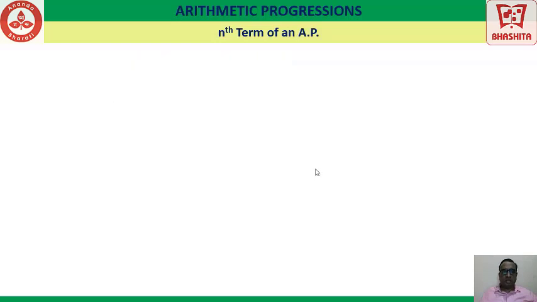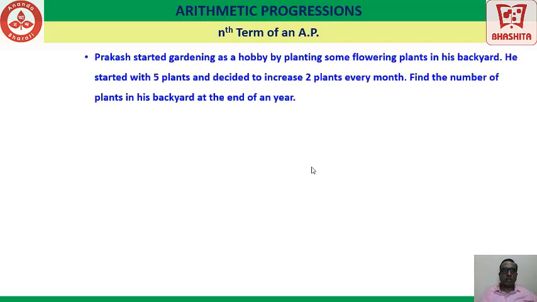Let's now see where exactly we can apply this formula in a real life scenario. Prakash started gardening as a hobby by planting some flowering plants in his backyard. He started with 5 plants and decided to increase 2 plants every month. Find the number of plants in his backyard at the end of a year. At the end of a year, how many plants would be there?